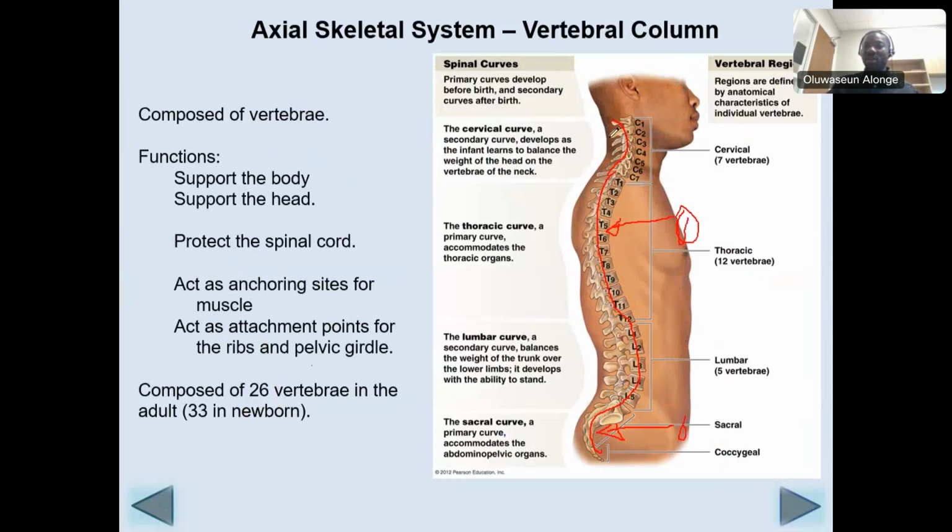But the secondary curves are the curves that are not fully formed yet at the point that a baby is born. And that is why, when you want to carry a baby, they ask you to support the neck and also the lower back. It's because the curves have not been fully formed at that point. All right, so those are curves. So again, the primary curves are the thoracic, lumbar, and sacral. Then the secondary curves are cervical and lumbar.